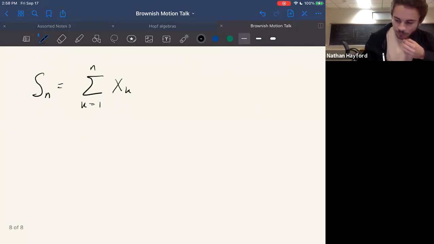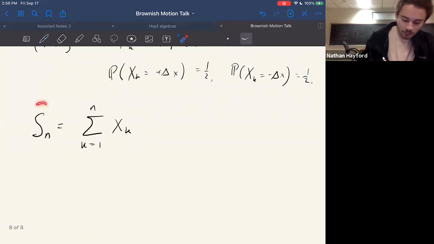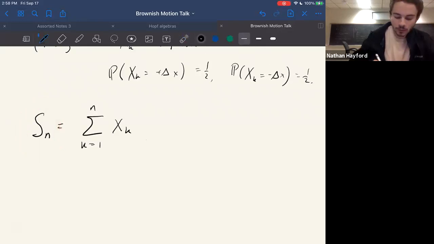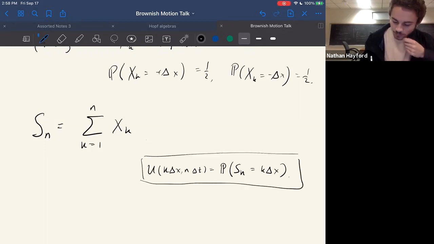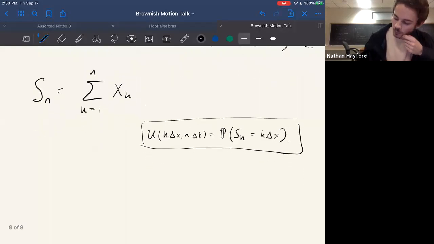So Sn is the object I'm interested in. This is what I would call the random walk, because it describes the position of the random walker after n time steps. So this function u of k delta x, n delta t is precisely the probability that Sn is equal to k delta x. It's exactly this function from before, exactly this probability. It's like the distribution function of Sn. So what sorts of properties does Sn have?